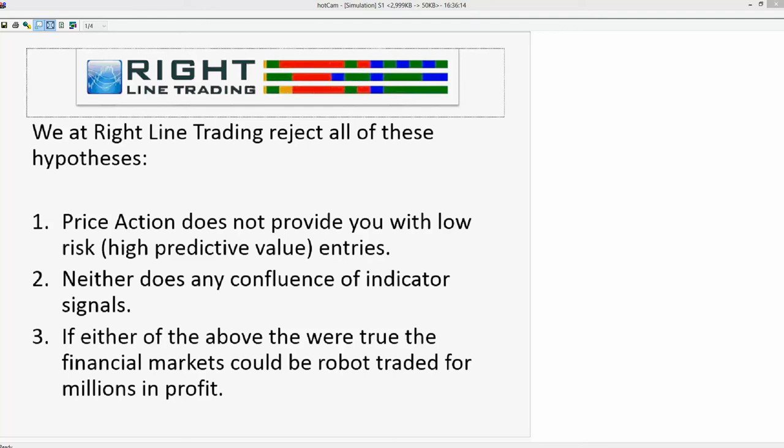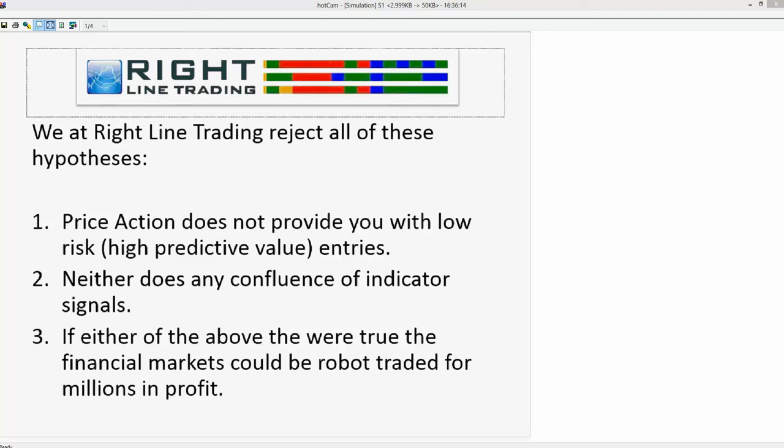Now, we don't believe that any confluence of indicator signals without a keen respect for price action is going to work either. There's no buy on the red dot, sell on the blue, buy on the blue dot, sell on the red dot system, whether it's black box or whether the software developer clearly explains to you what generates the blue dot or the red dot signal, that's going to provide you with a predictive value high enough to get you profitable.